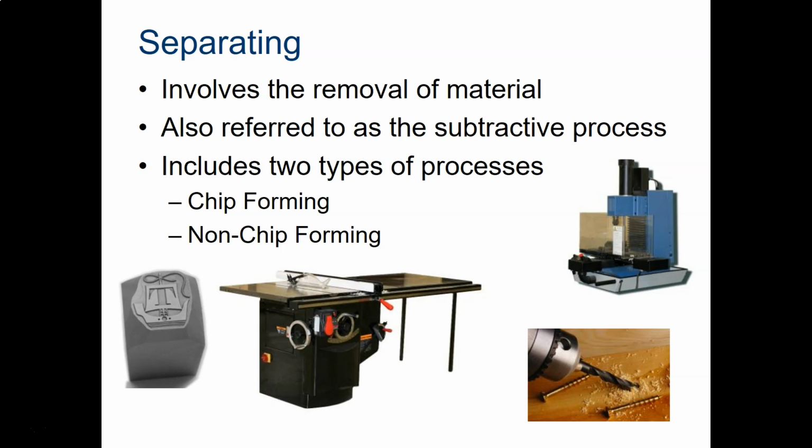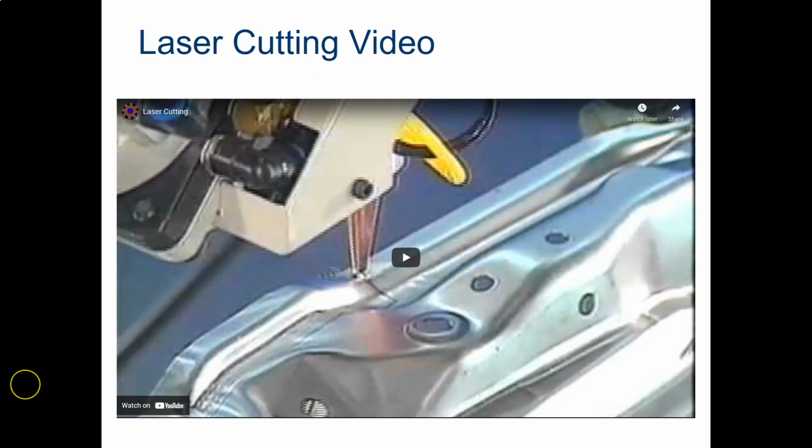Some processes use an electric arc to cut material. One such example is EDM, electrical discharge machining, which is used to cut holes in metal. Laser cutting is considered one type of separating processes. Let's watch a video on it.